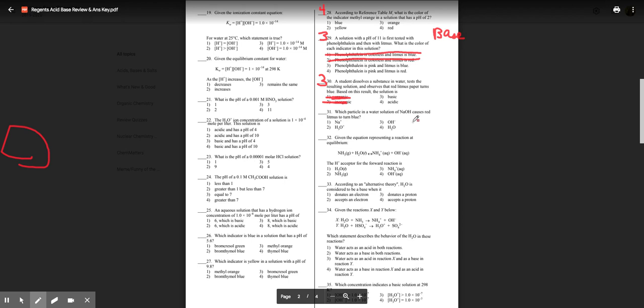Which particle in a water solution of NaOH causes red litmus to turn blue? So let's just say, what's going to make this turn blue? What particle has to do with base? And that's hydroxide.